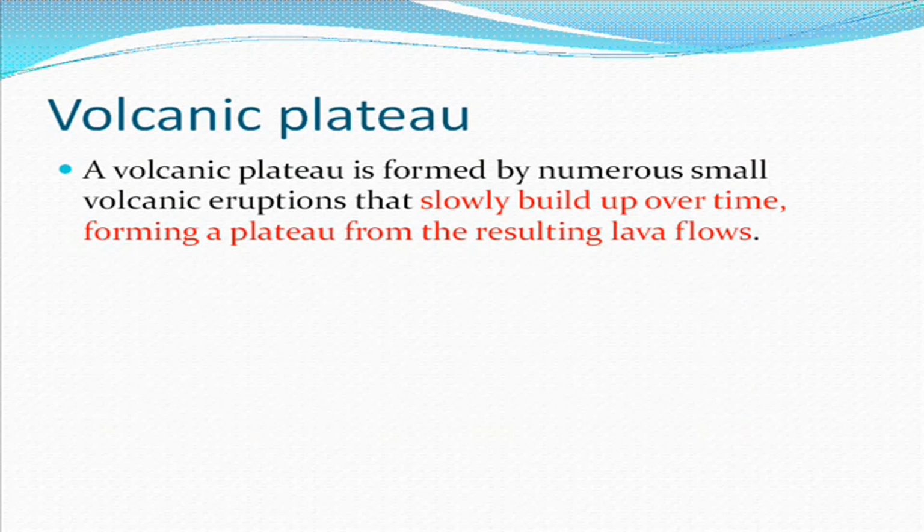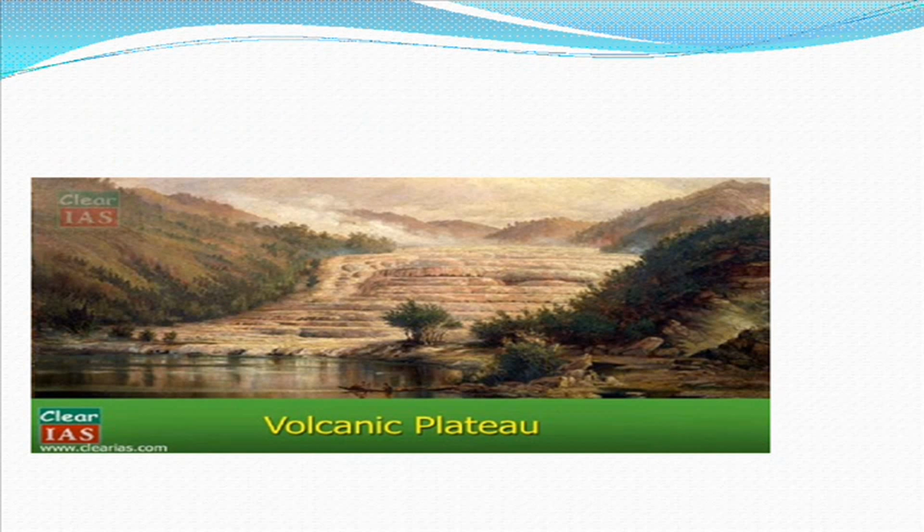A volcanic plateau is formed by numerous small volcanic eruptions that slowly build up over time, forming a plateau from the resulting lava flow. The lava flows between two mountains and forms the plateau. This plateau is called a volcanic plateau.